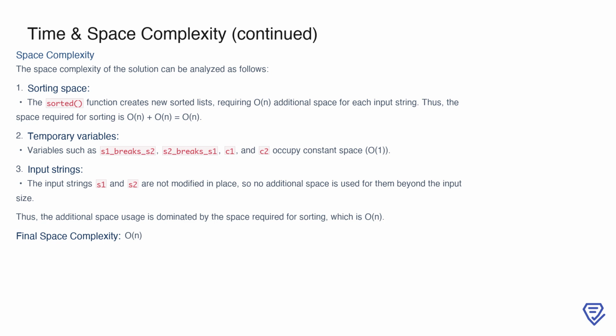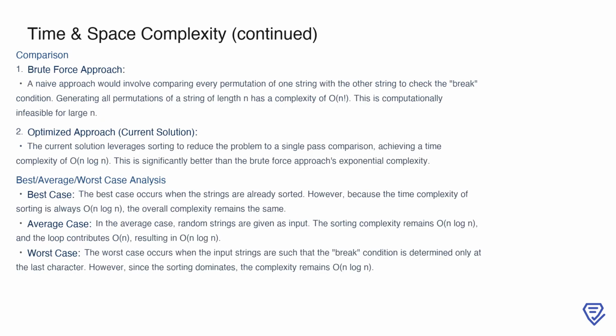Beyond sorting, the solution uses a few temporary variables like S1_breaks_S2, S2_breaks_S1, c1, and c2, all of which occupy constant space, or O(1). The input strings themselves are not modified, so they don't contribute additional space beyond their original size. As a result, the overall space complexity is dominated by the sorting step, leading to a final space complexity of O(n).